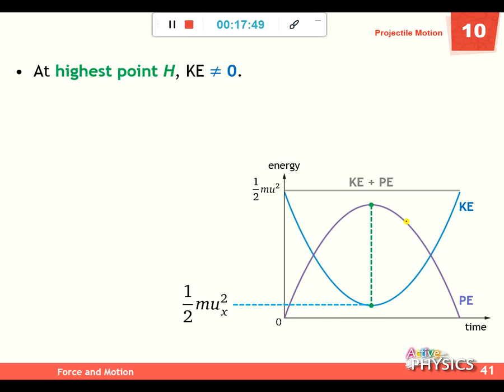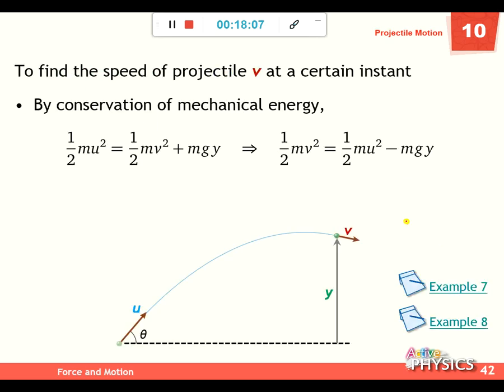Okay, here at the highest point, KE should not be 0, it should be half m ux squared. Then you can read it from the graph and then calculate. And also from the highest point, mgh should be at the highest point. You can also get where the highest point is.